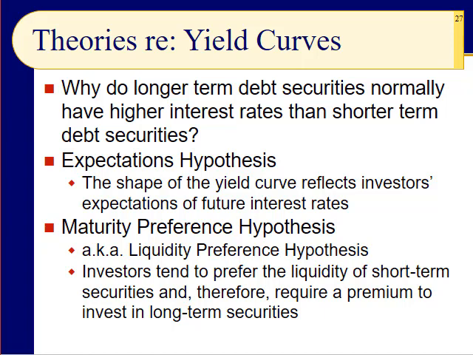Why do longer-term debt securities normally have higher interest rates than shorter-term debt securities? In other words, the question is, why do we usually have an upward sloping curve? And there's a few different hypotheses, all of which make sense. The shape of the yield curve reflects investors' expectations of future interest rates. And that makes a whole lot of sense. And that sort of explains why we could have a downward sloping yield curve, because if people expect there to be a recession, then they expect interest rates to be falling. So they jump ahead and bid up the price, which knocks down the interest rate.